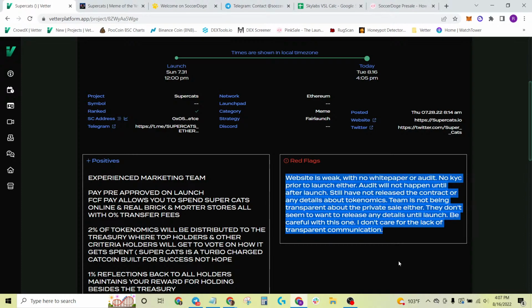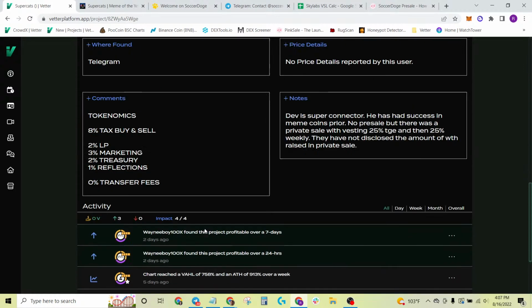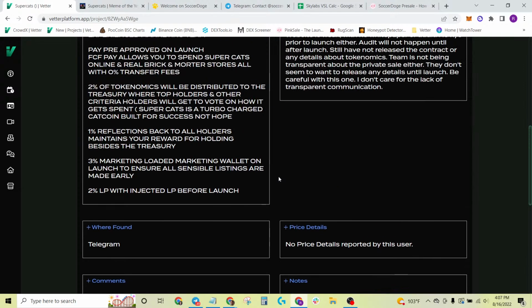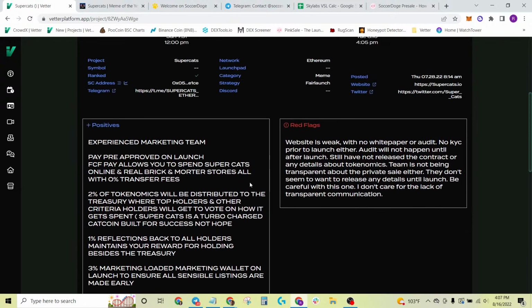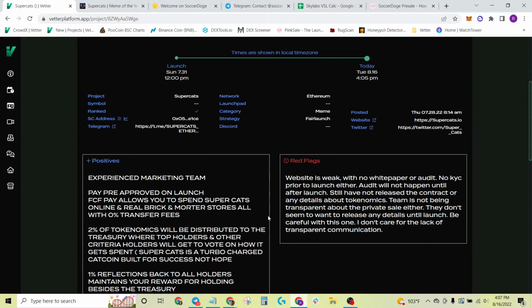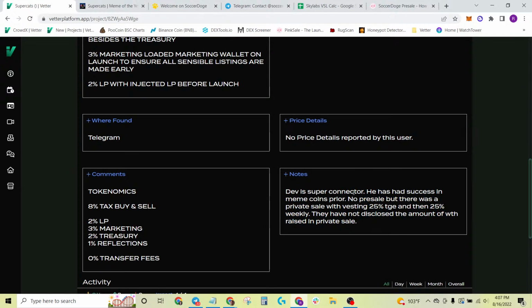Okay. Now, one of the things, let me just scan this real quick. Okay, I missed this part when we talked about this previously, and Gordon, if you're watching this, I think it's worth considering putting this in one of your reports. Here's the reason why. Dev is super connector. He has had success in meme coins prior. This right here is really important.